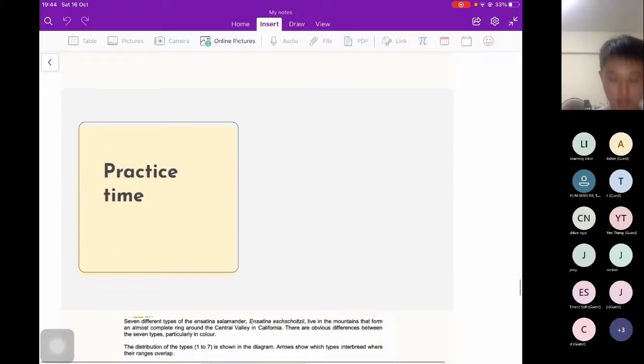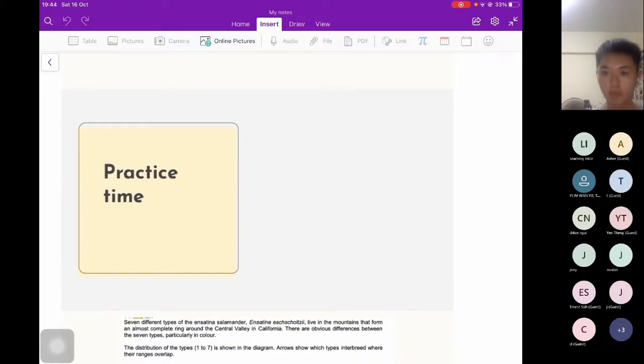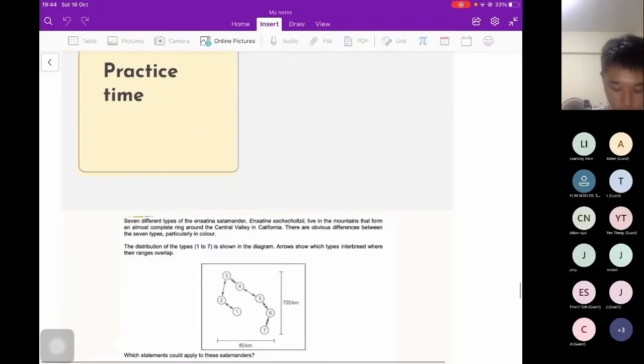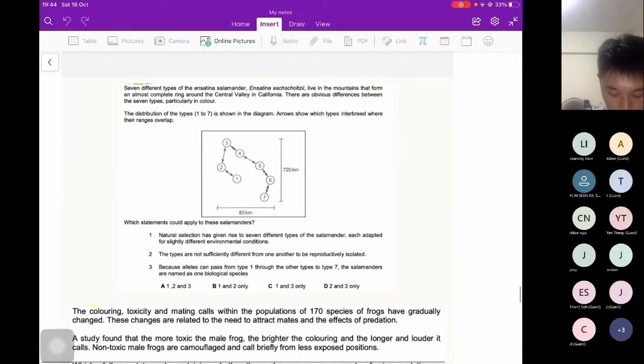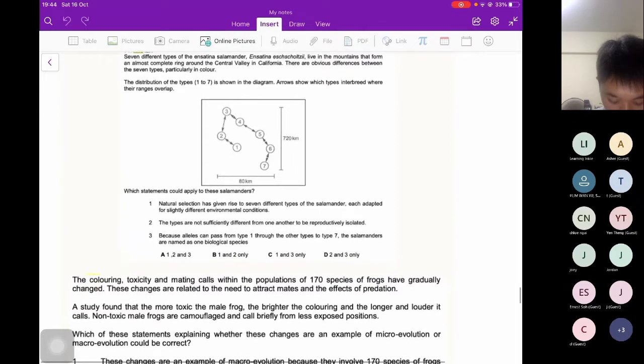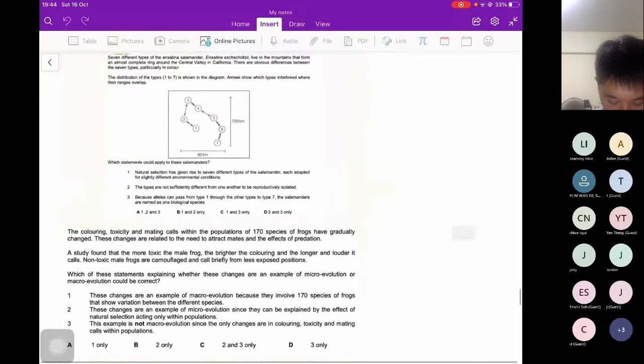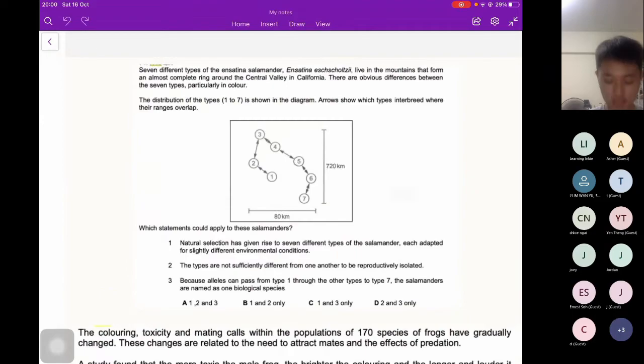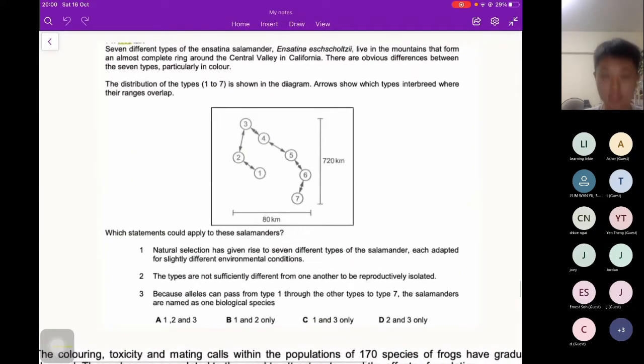Okay, now we'll take a short break, but in this break, you guys can try out these two questions. There's two questions here. Okay, yeah, these two. In this, 7 different types of salamanders living in mountains that form an almost complete ring around the blah blah blah. There are obvious differences between the 7 types, particularly color. Okay, so the distribution is shown in the diagram. Arrows show which types interbreed.